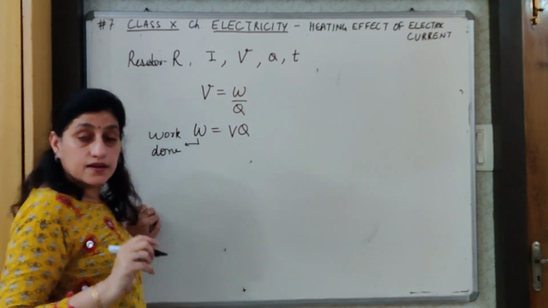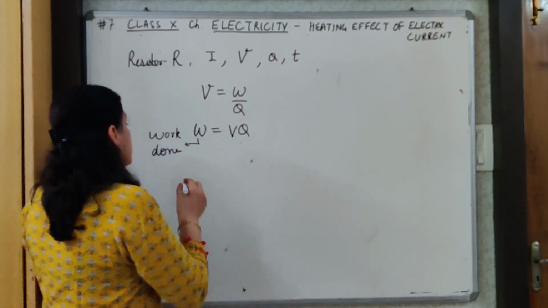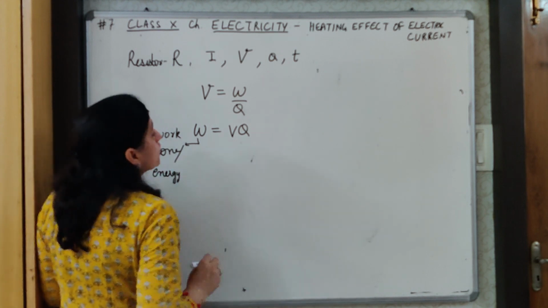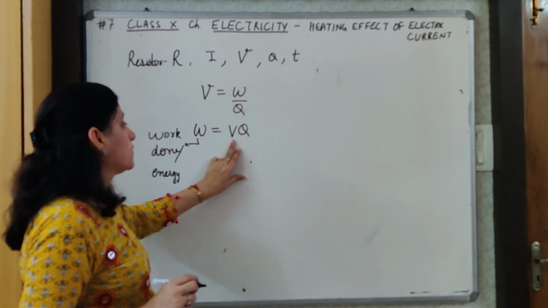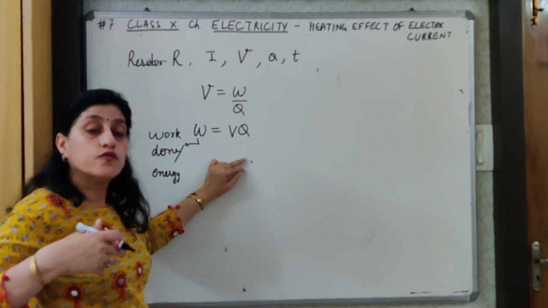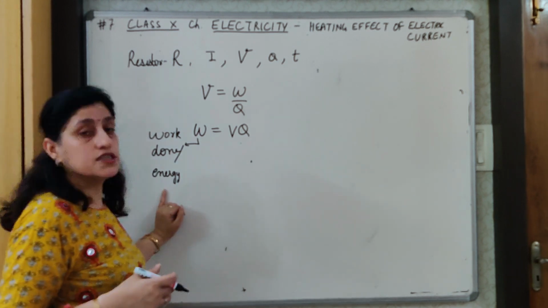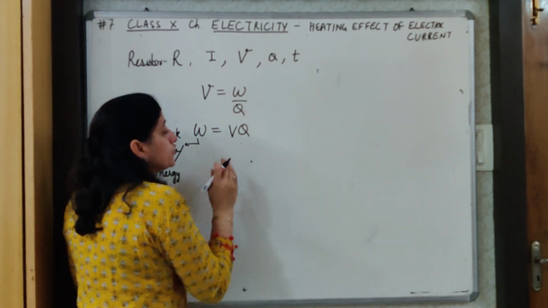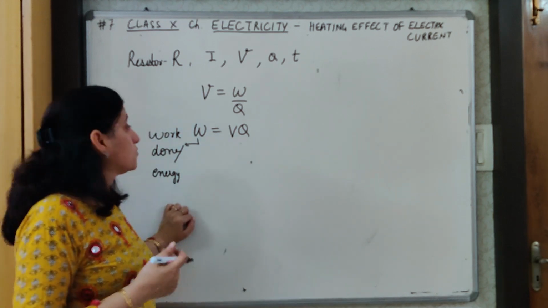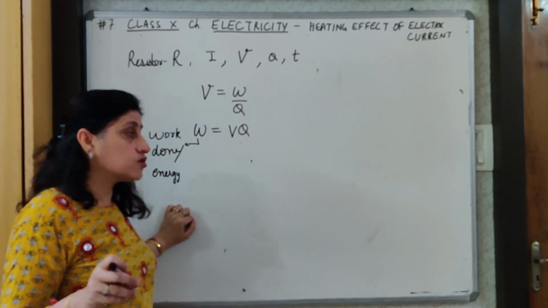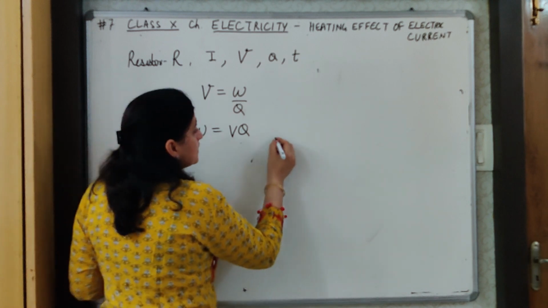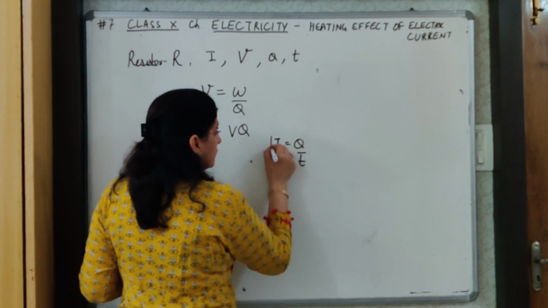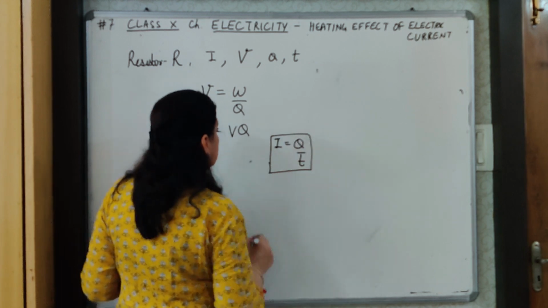We studied in class 9 about work done, and we know that work done and energy are the same. So whenever charges flow with a certain potential difference, work is done or energy is produced. This is W is equal to V into Q. We have also done one more formula, that I is equal to Q upon T. This formula also we had done.